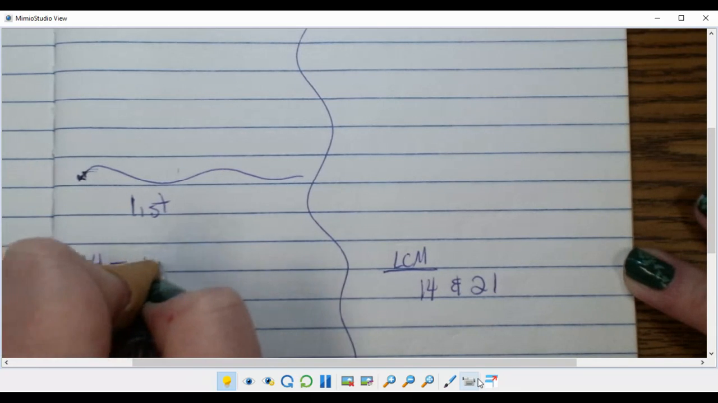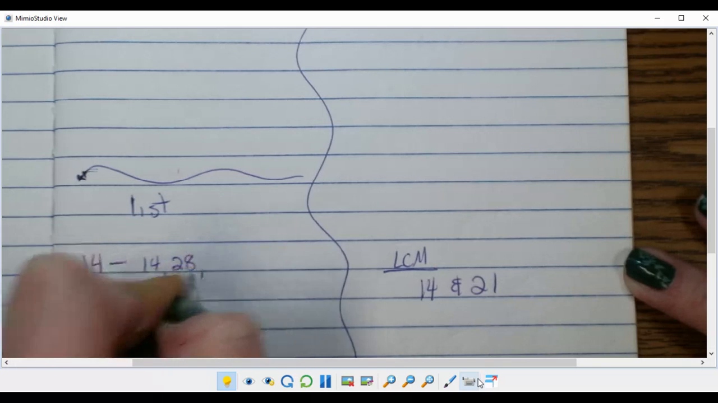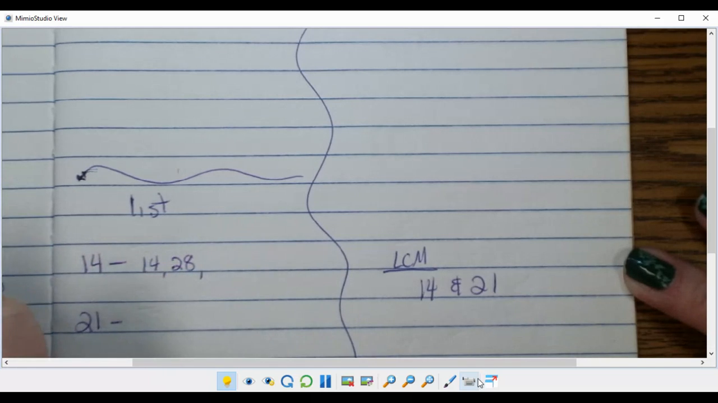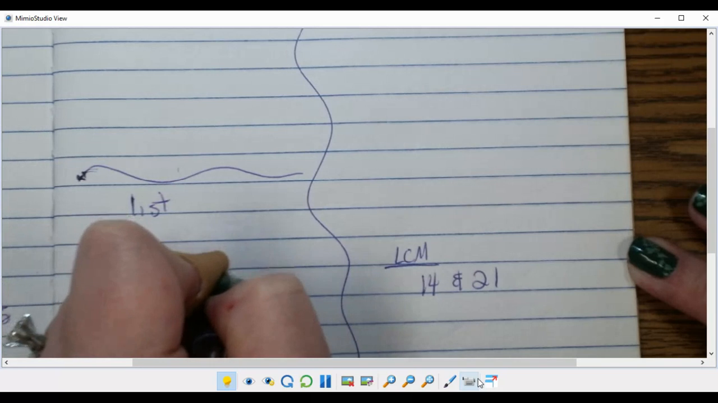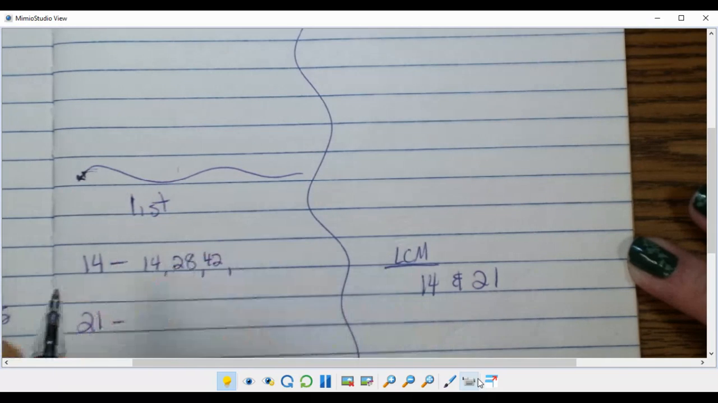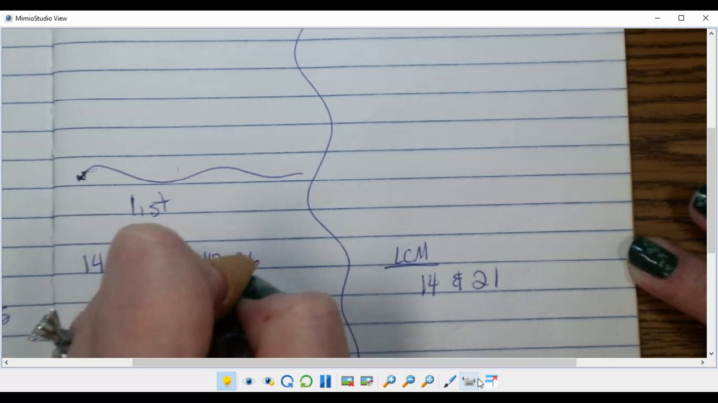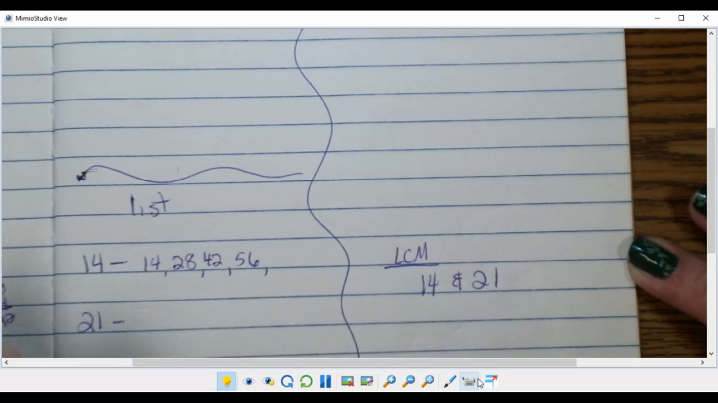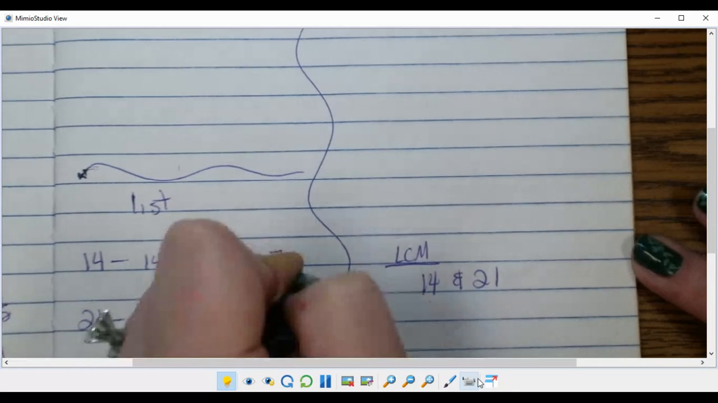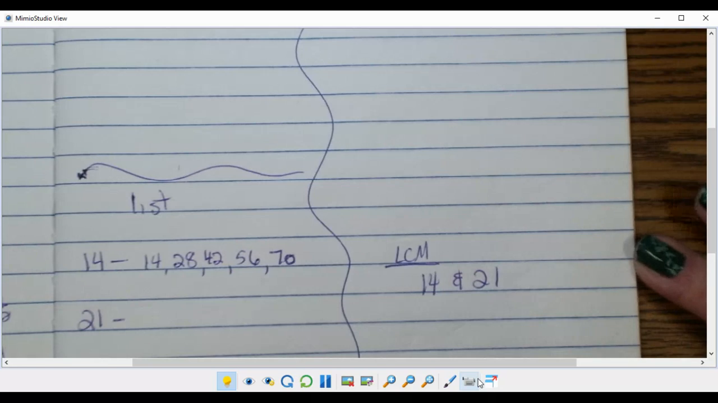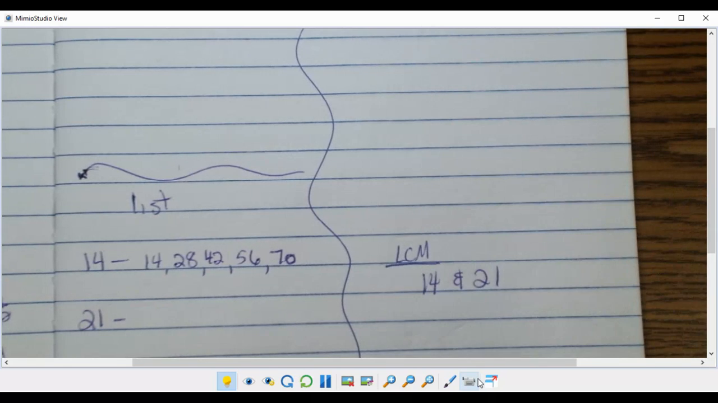So for 14, 14 times 1, 14 times 2, 14 times 3, you can see I'm doing my calculations over here on the side. 14 times 3, 14 times 4, 14 times 5, and you would keep going on and on and on. I don't know where I need to stop, so for right now, for my sanity's sake, I'm going to stop here. I can always go back and add more to my list afterwards if I need to.